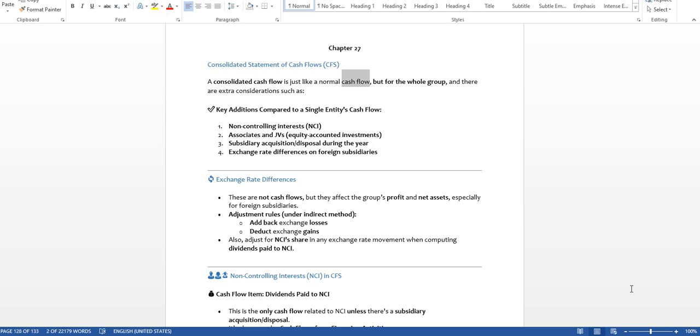So that's it. It is not a cash flow. It only affects your profit or the profit of the group.